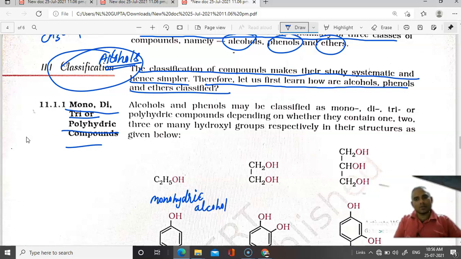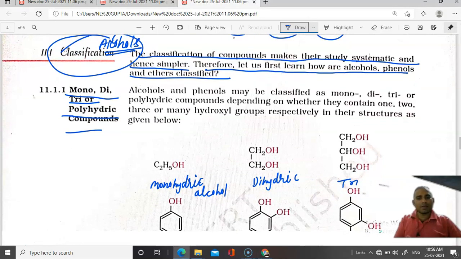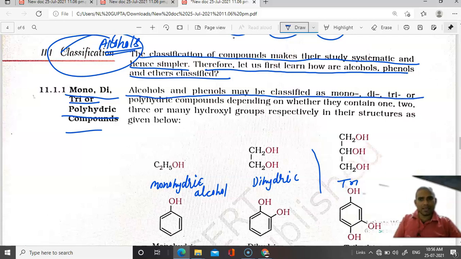Dear student, if two groups are there, this is known as dihydric, student. If three groups are there, this is trihydric, dear student. So that is what we understand: if only one OH group, monohydric. So here you see, alcohols and phenols may be classified as mono, di, tri or polyhydric compounds depending on whether they contain 1, 2, 3 or many hydroxyl groups respectively in their structure, as given below.